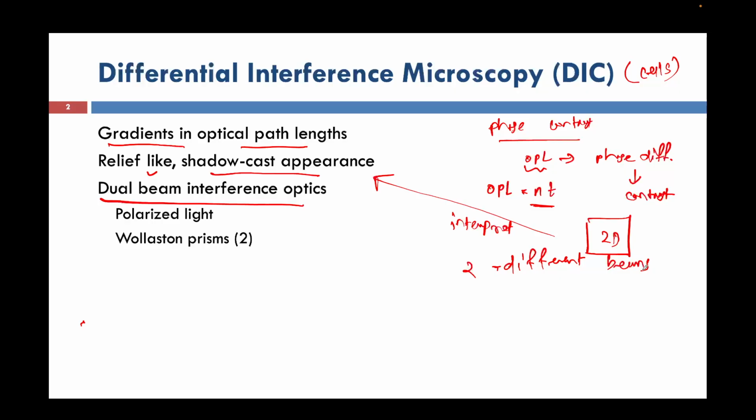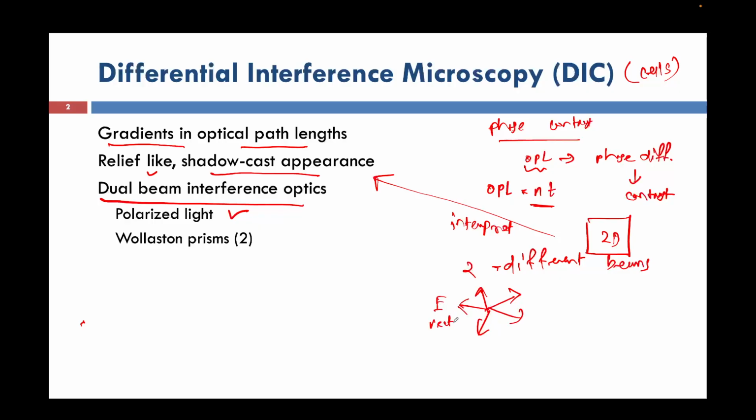And what are the different components of this dual beam interference optics? One of the major components is that the light should be a polarized one. Last class we went through polarization microscopy. Similarly, polarized light means, let's say my E vector, or the electric vector, is going in all such directions.